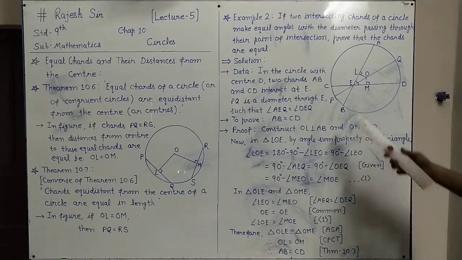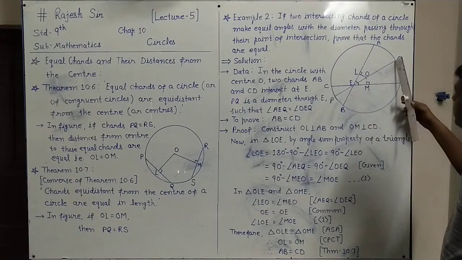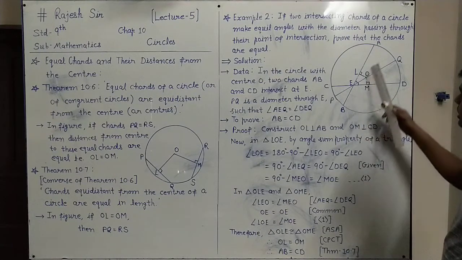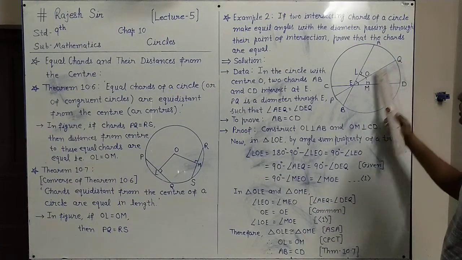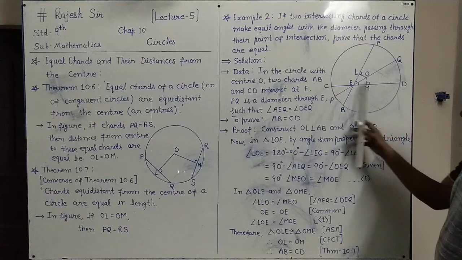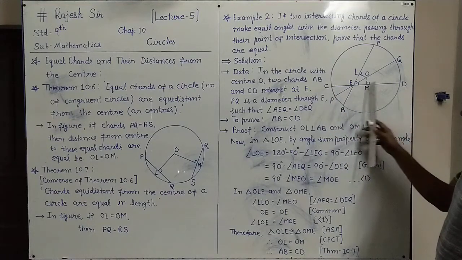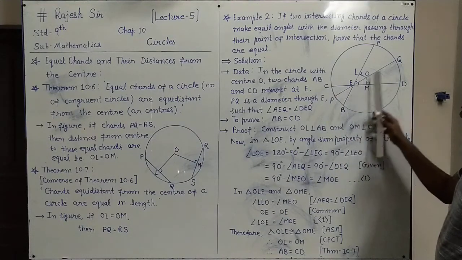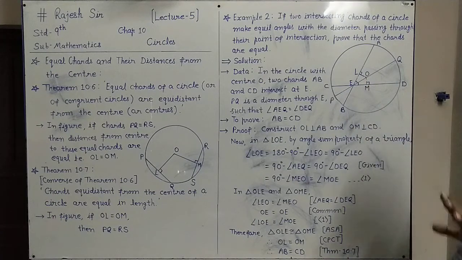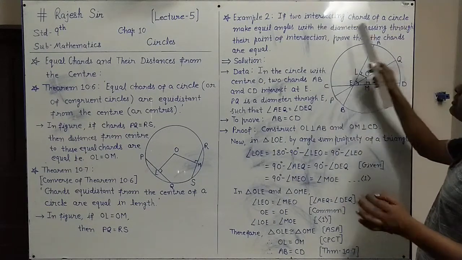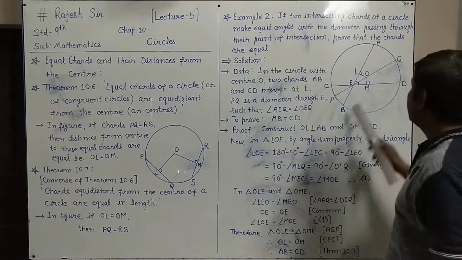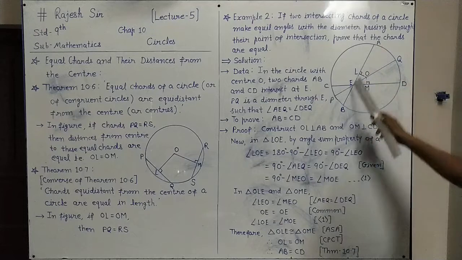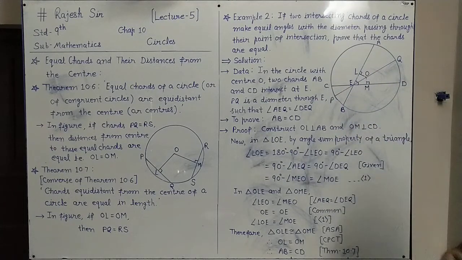And one more condition is here. With this diameter, this chord AB is making angle AEQ, and with this same diameter, this chord CD is making angle DEQ. If both the angles are equal, that is, if two intersecting chords of the circle make equal angles with the diameter, then we have to show AB equals CD, meaning the chords are equal. Let's prove this.